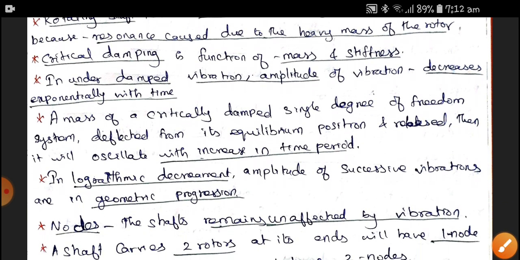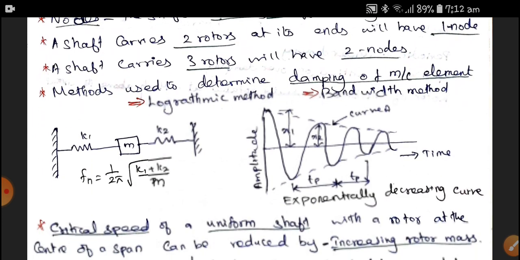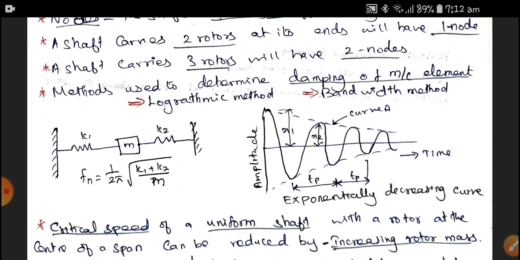In underdamped vibration, the amplitude of vibration decreases exponentially with time. Here, like this curve, the vibration will keep on decreasing exponentially.